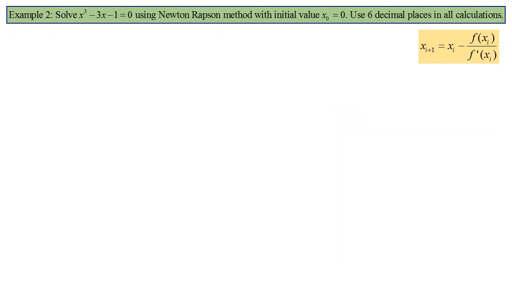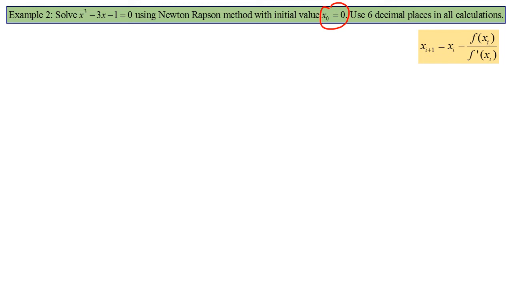Question number 2, Example 2. Solve x cubed minus 3x minus 1 using the Newton-Raphson method with initial value x0 equal to 0. Use 6 decimal places. So for this question, your initial value is x0 equal to 0, but no epsilon value is given.